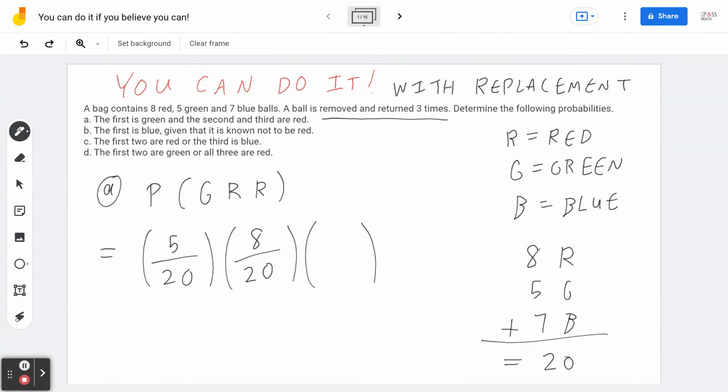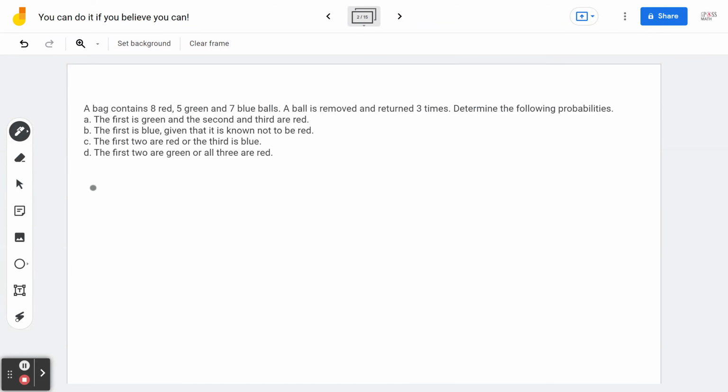FYI, without replacement, that would be 19, then this would be 18. Anyways, let's go back to this example. If you look at the last case, again, it's going to be 8 divided by 20. Now, if you grab your calculator and work it out, I believe it's going to be 0.04. So that's how you do part A. We are making progress. Let's keep going.